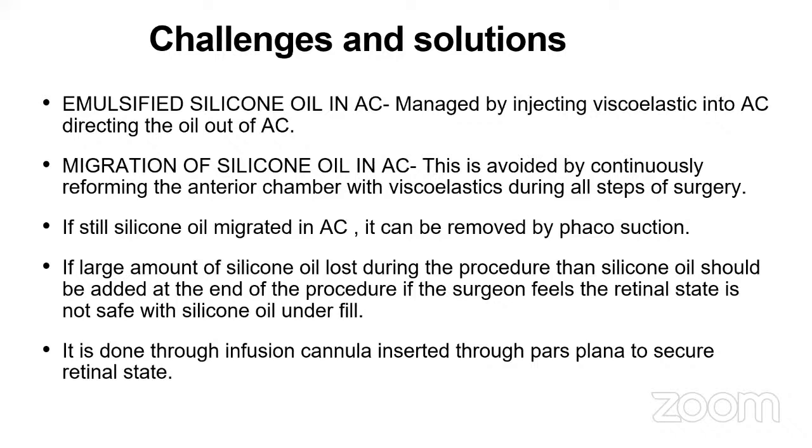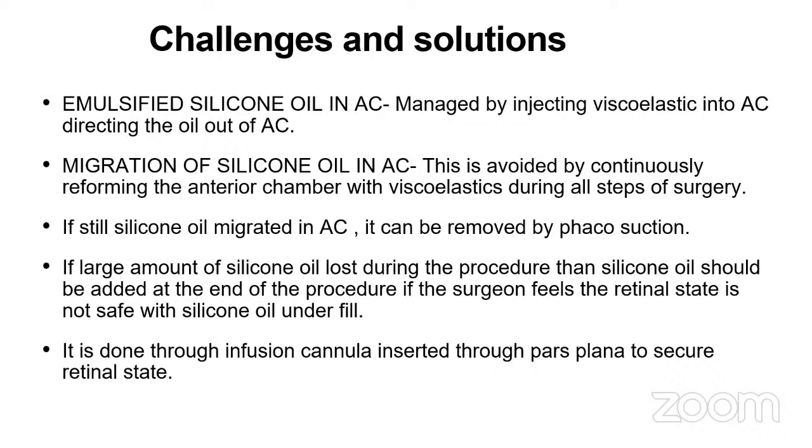So obviously there are a few challenges and solutions to them in operating these cataracts with silicone oil. First will be emulsified silicone oil in the AC. It is managed by injecting viscoelastic into the AC, directing the oil out of the anterior chamber. Migration of silicone oil in the AC, as I said before, can occur either due to a posterior capsular defect or due to weak zonules also.